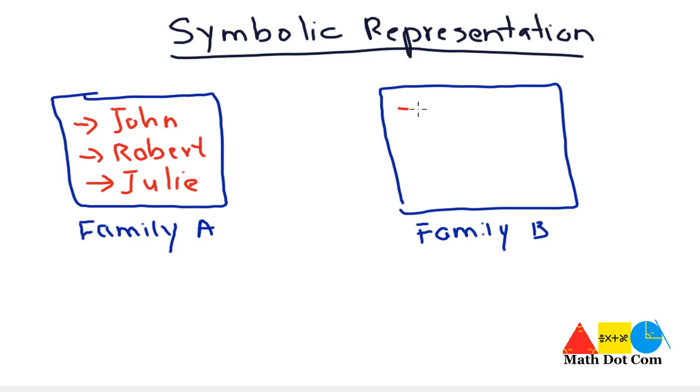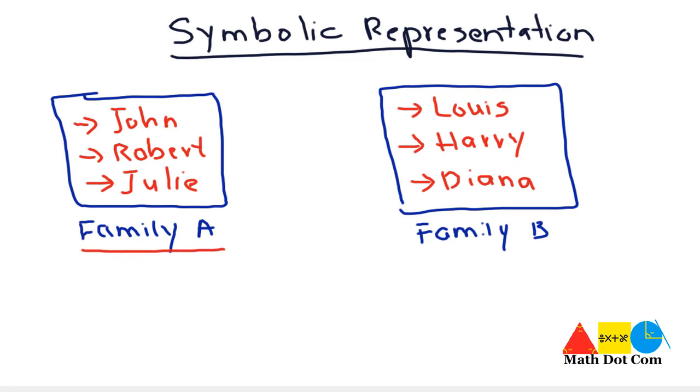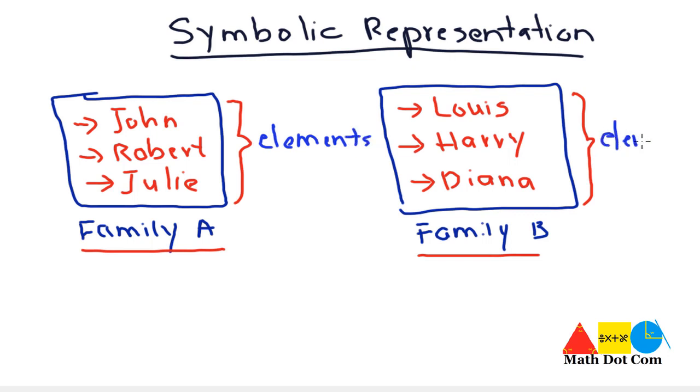Okay, and family B consists of Louis, Harry, and Diana. Okay, so we can say that this is a set A consisting of three elements and this is a set B consisting of three elements. These are the elements of set A and these are the elements of set B. Now, how can we represent it symbolically?